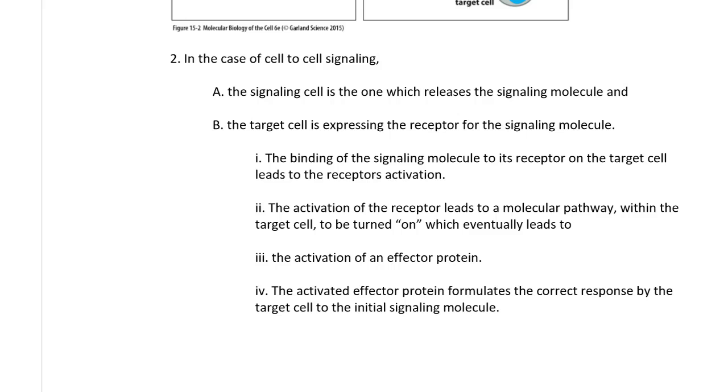In the case of cell-to-cell signaling, the signaling cell is one which releases the signaling molecule, and the target cell is expressing the receptor for the signaling molecule. It is important to note that if a cell is not expressing the receptor, then it is deaf to that signaling molecule. The binding of the signaling molecule to its receptor on the target cell leads to the receptor's activation. The activation of the receptor leads to a molecular pathway within the target cell being turned on, which eventually leads to the activation of an effector protein. The activated effector protein formulates the correct response by the target cell to the initial signaling molecule.